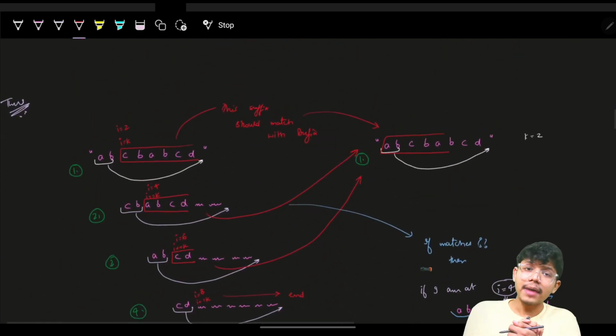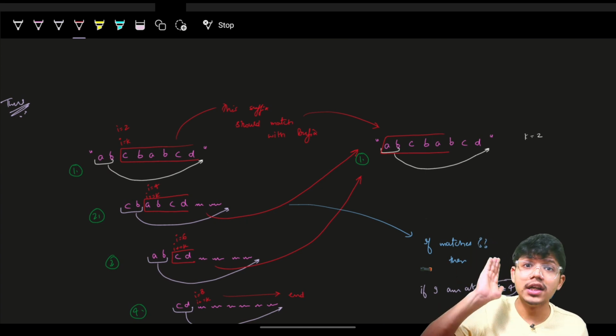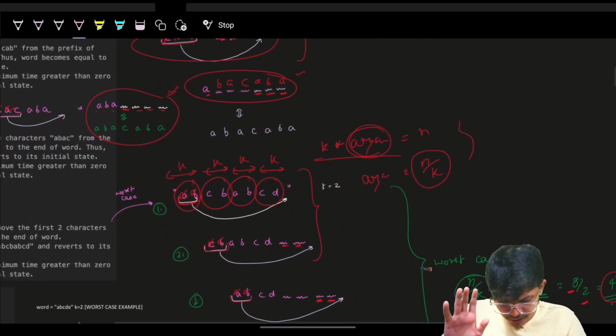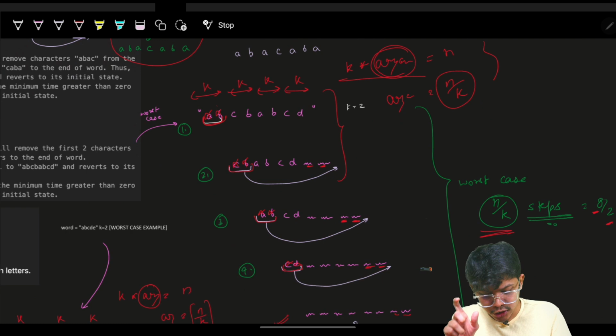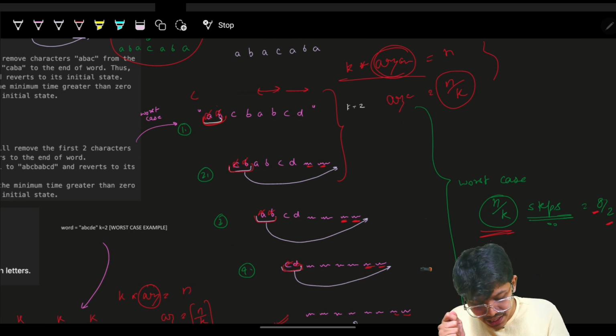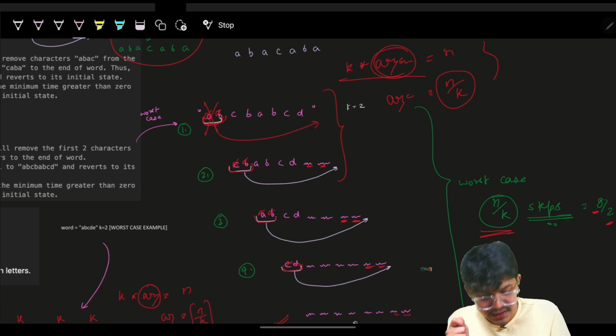Now coming back, how will you find the answer? Simply, as we did earlier only. What we did, if you remember, we simply thought, okay, in the first operation, I will remove the first K characters and then I will put them in the end. Now putting them in the end, for sure.